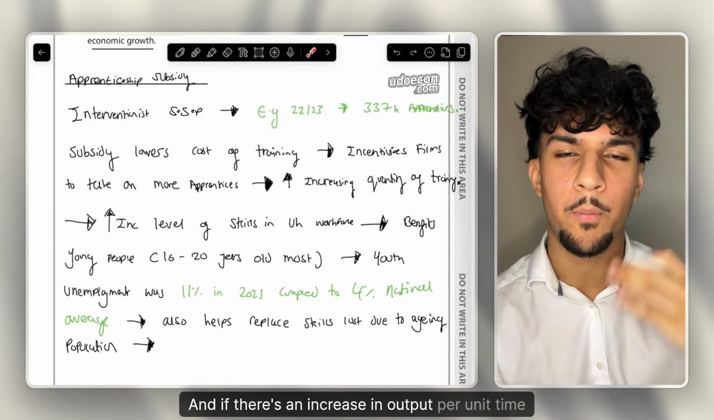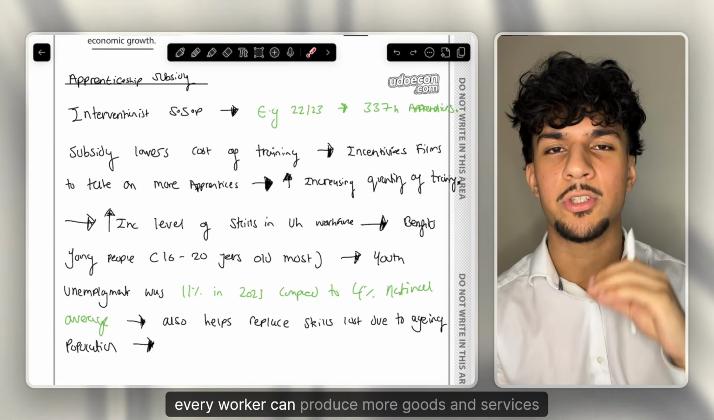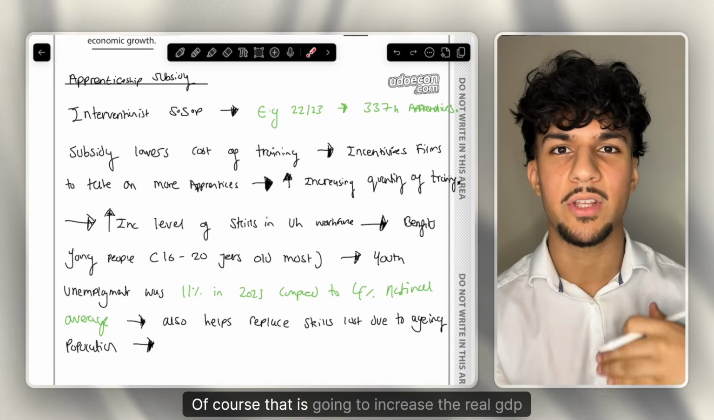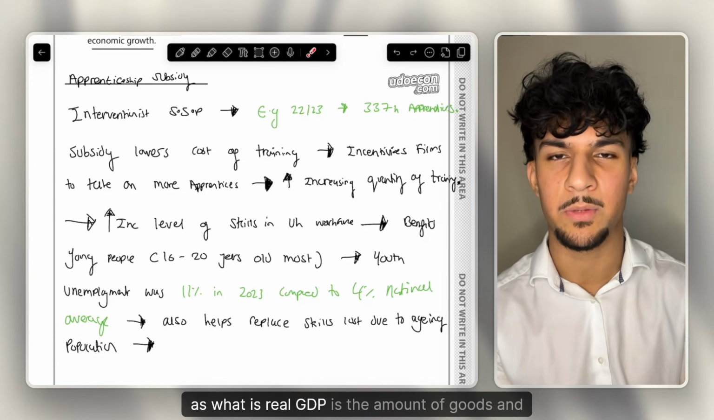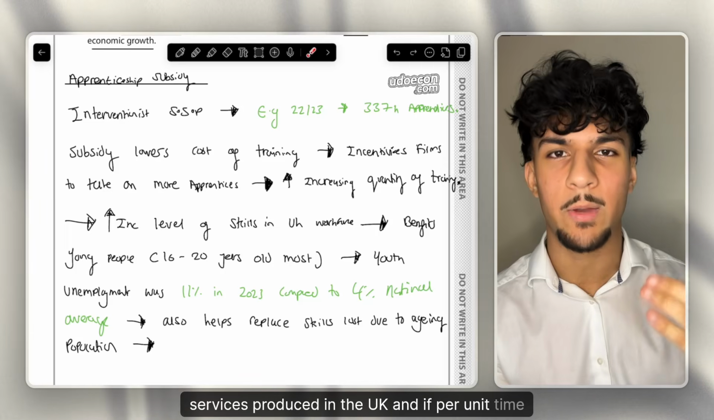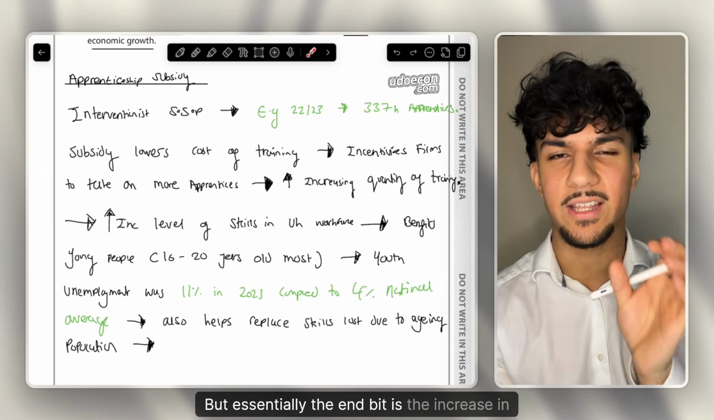And if there's an increase in output per unit time and per worker, so every worker is more productive, every worker can produce more goods and services per unit time. What is that going to improve? Of course, that is going to increase the real GDP, as real GDP is the amount of goods and services produced in the UK. And if per unit time we can produce more, of course the quantity of goods and services will increase. But essentially the end bit is that increase in real GDP.